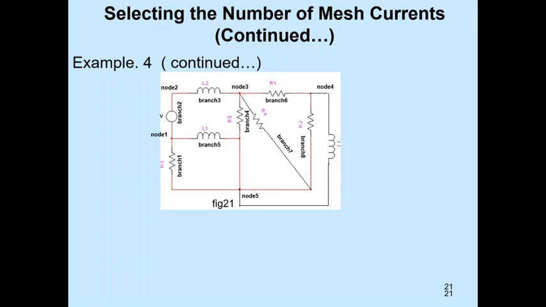See here, branch 1 is R3, branch 2 voltage source and branch 3 L2 and branch 4 R5, branch 5 L1, branch 6 R1 and branch 8 R2, branch 7 R4 and branch 9 L1. So there are 9 branches here.